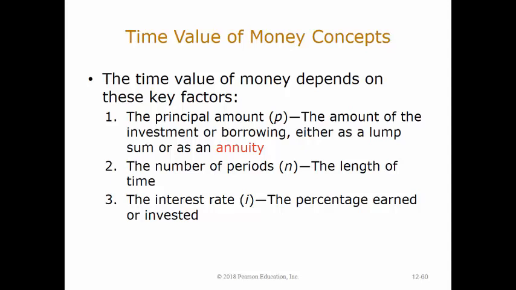The number of periods, N, is the length of time from the beginning of the investment or borrowing until termination. All else being equal, the shorter the investment or borrowing period, the lower the total amount of interest earned or paid. The interest rate, I, is the percentage earned on the investment or paid on the borrowing, and can be stated annually or in days, months, or quarters. The interest rate must reflect the number of time periods in the year.